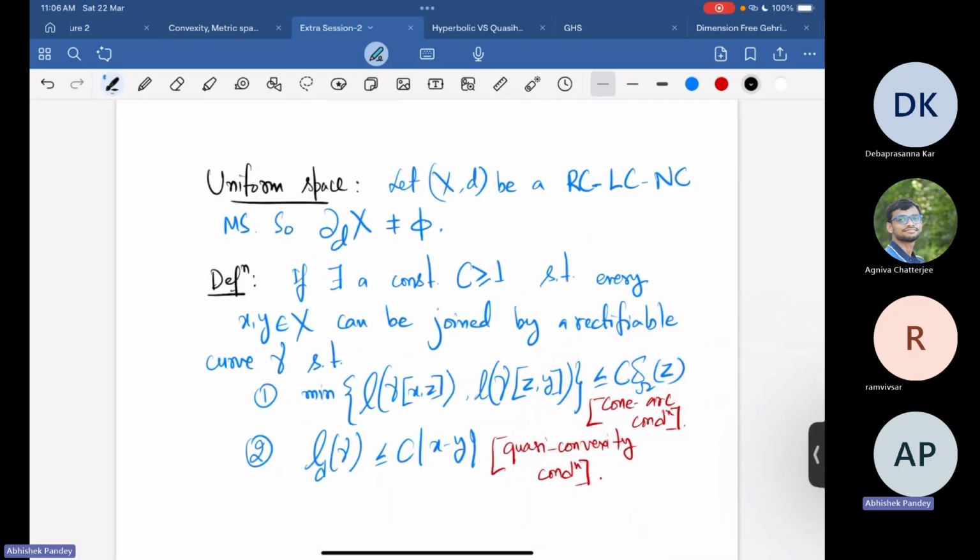This is the definition of a uniform space. Let (X, d) be a rectifiably connected, locally compact, non-complete metric space so that the metric boundary is non-empty. There exists a constant c greater than or equal to 1 such that every x, y in X can be joined by a rectifiable curve gamma such that the minimum of the lengths of the parts x to z and z to y is less than or equal to c times the distance from z to the boundary. This is known as the cone arc condition. We'll see this later.